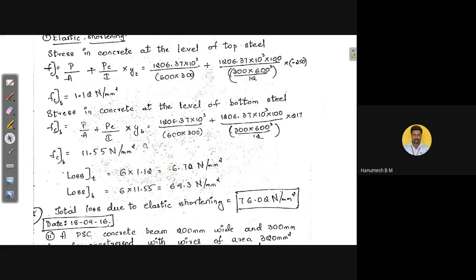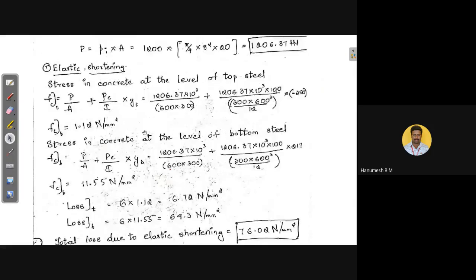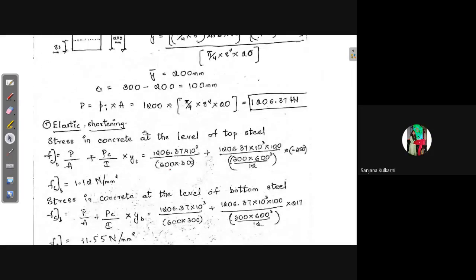Any doubt in this problem? ಏನಾದರೂ ಡೌಟ್ ಇದೆನಾ? Sir, ಅದು position of the steel ತಗೊಳ್ಳೋದು ಅರ್ಥಾಗ್ಲಿಲ್ಲ sir. ಯಾವ ಸ್ಟೆಪ್ ಅಲ್ಲಿ ಅರ್ಥ ಆಗಲಿಲ್ಲ? ಇದು sir, elastic shortening, bottom steel and top steel.